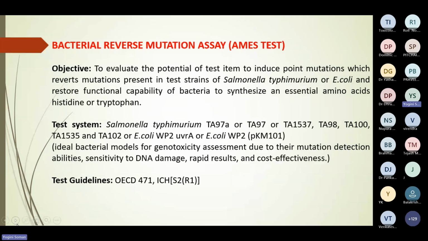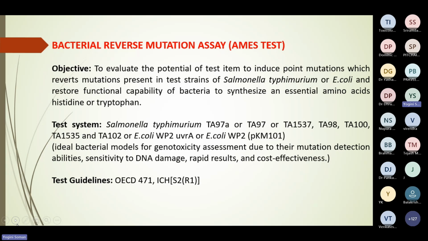So now moving forward to the bacterial reverse mutation assay, that is the Ames test, which was developed by Bruce Ames. The objective of this assay is to evaluate the potential of the test item to induce point mutations, which revert the mutations present in the tester strains, Salmonella typhimurium or E. coli, and to restore the functional capabilities of those bacteria to synthesize essential amino acids, histidine or tryptophan. In case of Salmonella, the amino acid is histidine, and in case of E. coli, tryptophan.